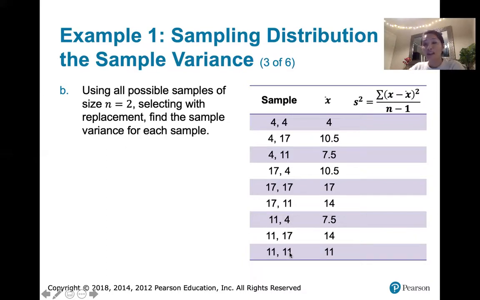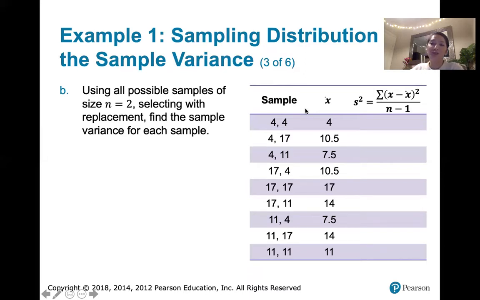Now, in order to calculate the sample standard deviation, we need sample means. So you're going to take these 2 numbers, add them together, and since the sample size is now 2, you're going to divide by 2. So we'll have 4 plus 4 divided by 2 is 4. 4 plus 17 divided by 2 turns out to be 10.5. 4 plus 11 divided by 2 is 7.5, and so on, and you calculate all of those means.